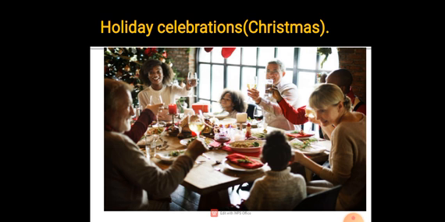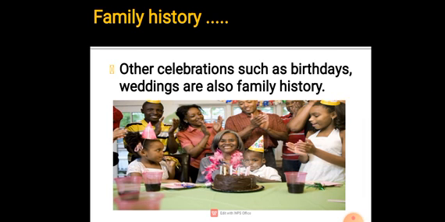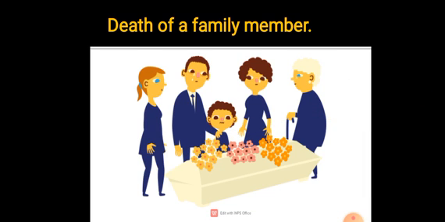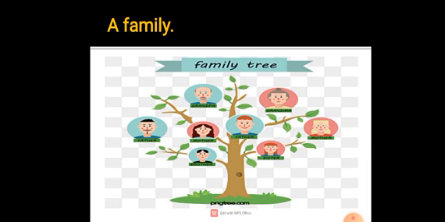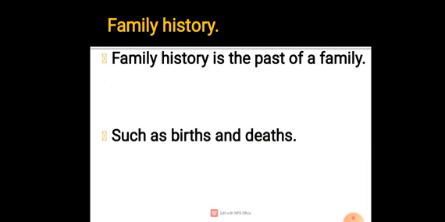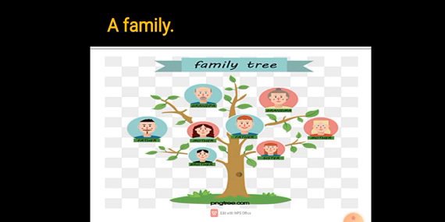So family history can be the birth of a newborn baby in the family. It can be a celebration in the family. It can be the death of a member of the family. Any past of the family is known as the family history. Now take a look at these.